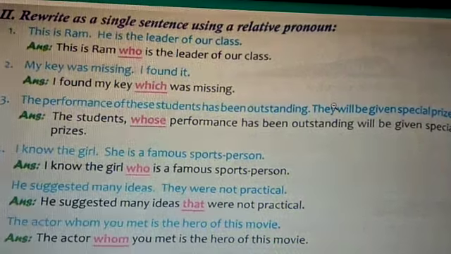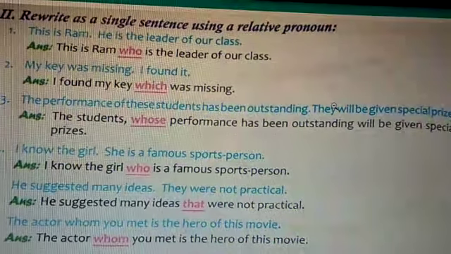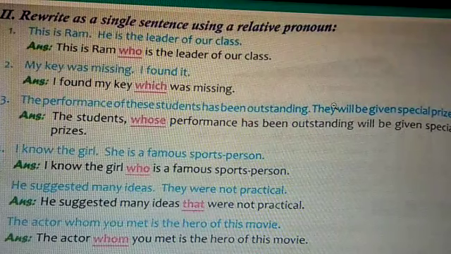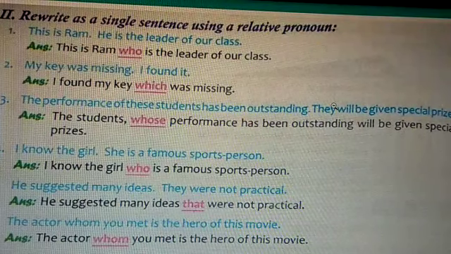So it should be removed. In that place you should bring which, because you have to take the second sentence only. Then only the answer will be correct. I found my key which was missing.